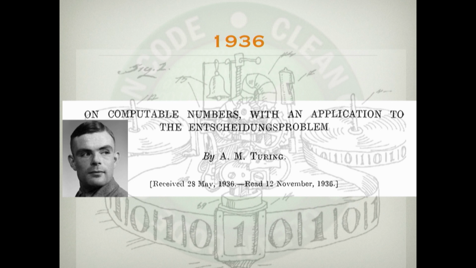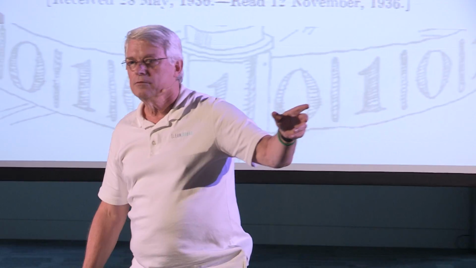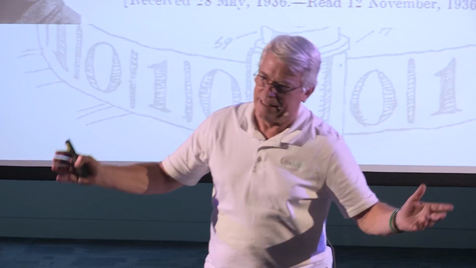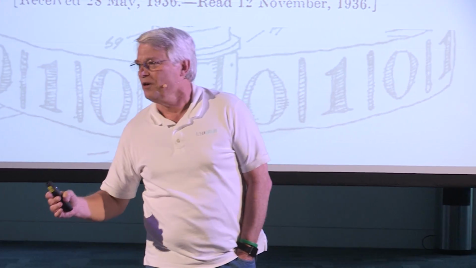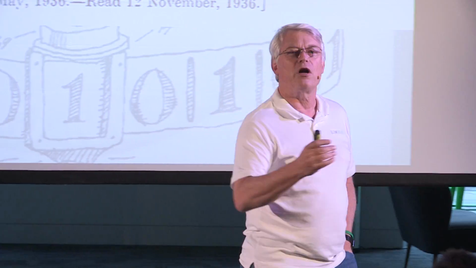So here it is, 1936. And he writes this paper on computable numbers with an application to the Entscheidungsproblem. Who's read this paper? So now there's a problem right there. You need to read this paper. It's a fascinating paper. The paper is remarkable.